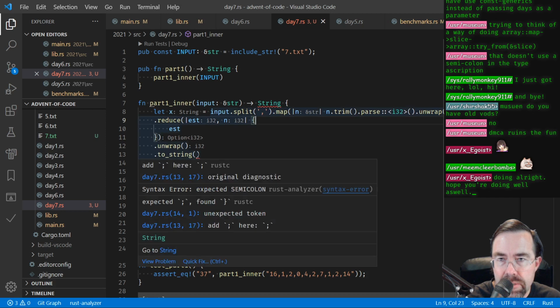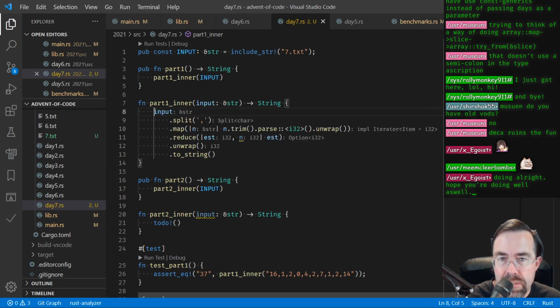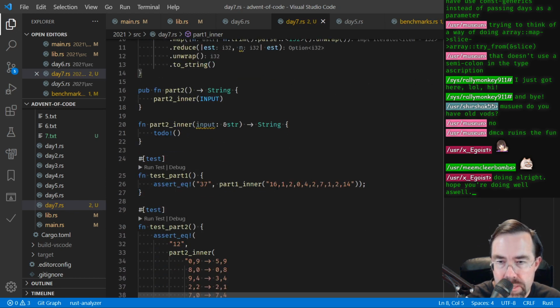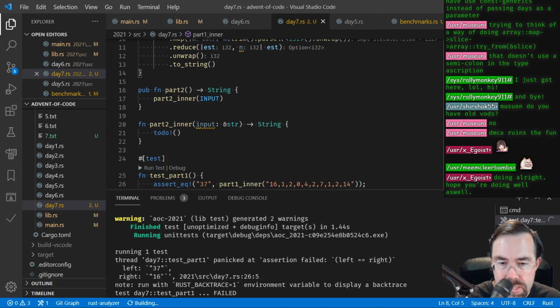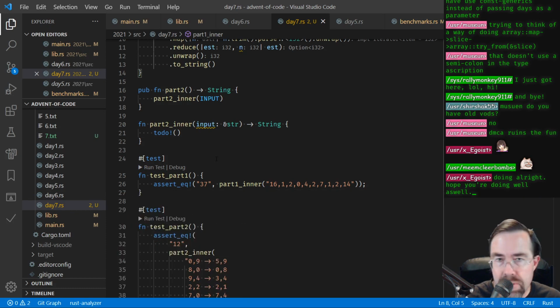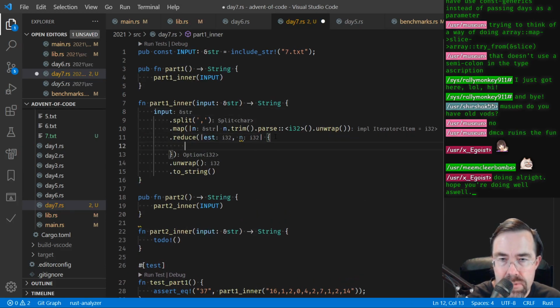Why is this not correct? Why does it want a semicolon? Oh, because of the let x. Get rid of the let x. So this will give me the wrong answer. It'll give me 16, but let me verify. 16, right.